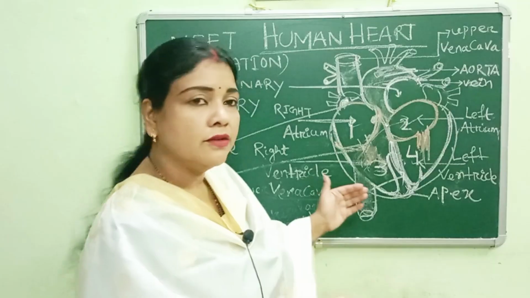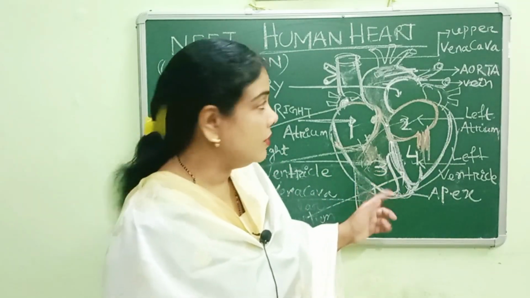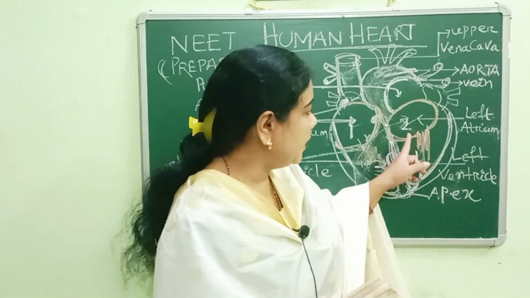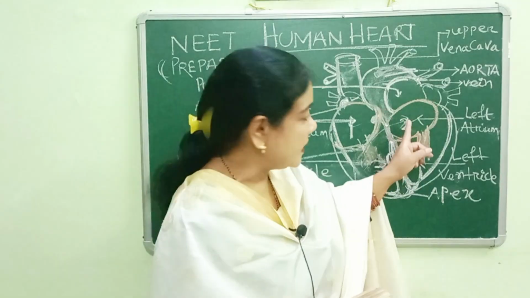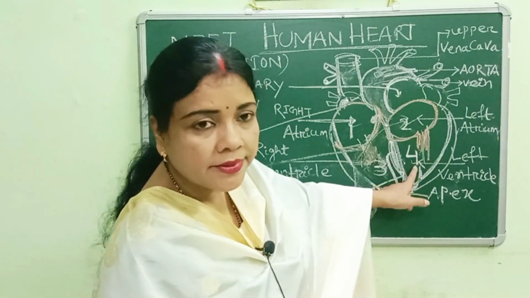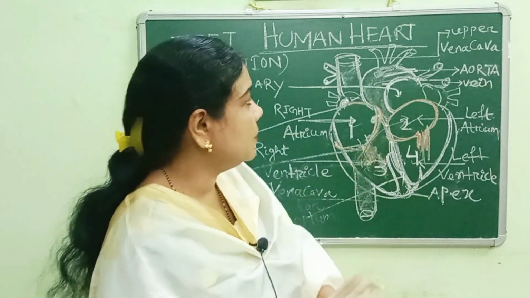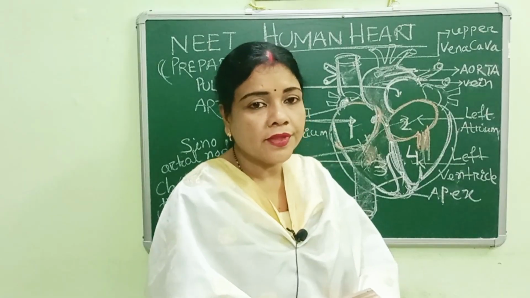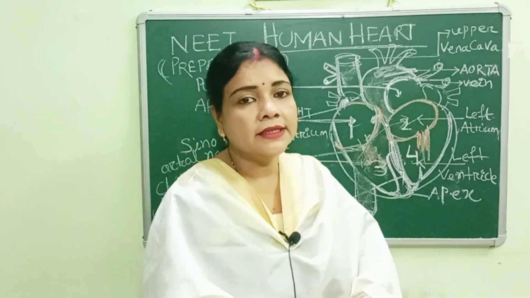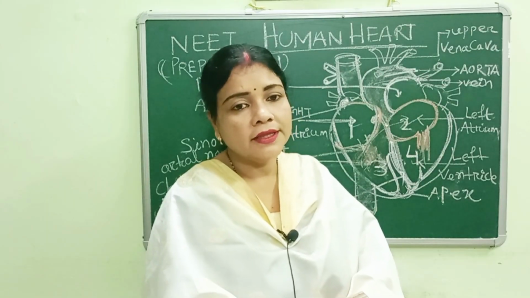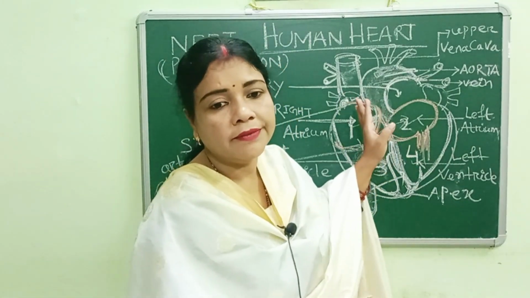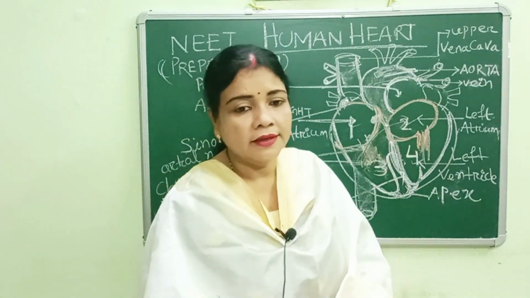Okay, after collection of the oxygenated blood, the blood goes to the left atrium. Left atrium, what does it do? It passes all the blood to the ventricle, that is the left ventricle. This left ventricle is connected to the aorta. The aorta is the biggest vessel in our heart, which collects all the oxygenated blood. Then it pumps or distributes that oxygenated blood to every part of our body.